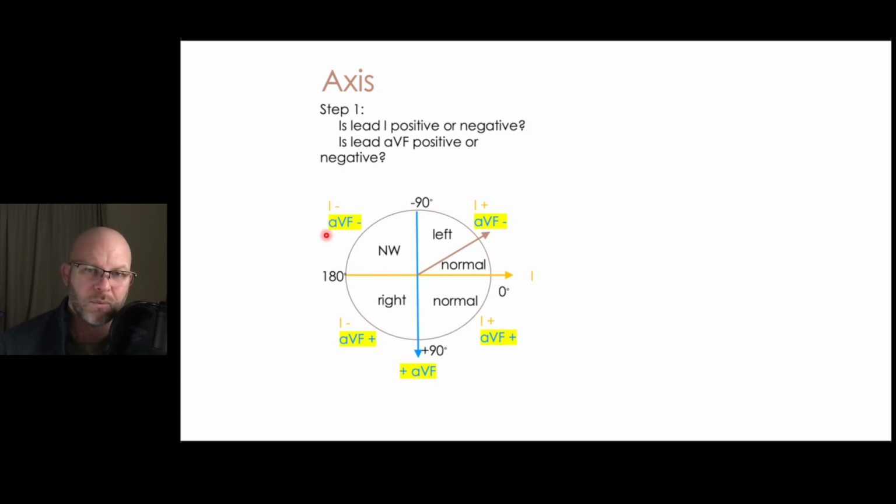Step one, first thing we want to do is look at lead one and AVF. Now remember, lead one looks from the left shoulder to the right shoulder. And that makes sense because lead one, AVL, V5, and V6 are our lateral leads. So lead one looks from one positive lead toward one negative lead, the left shoulder towards the right shoulder. And that gives us a pretty good left and right axis of which direction this energy is going.